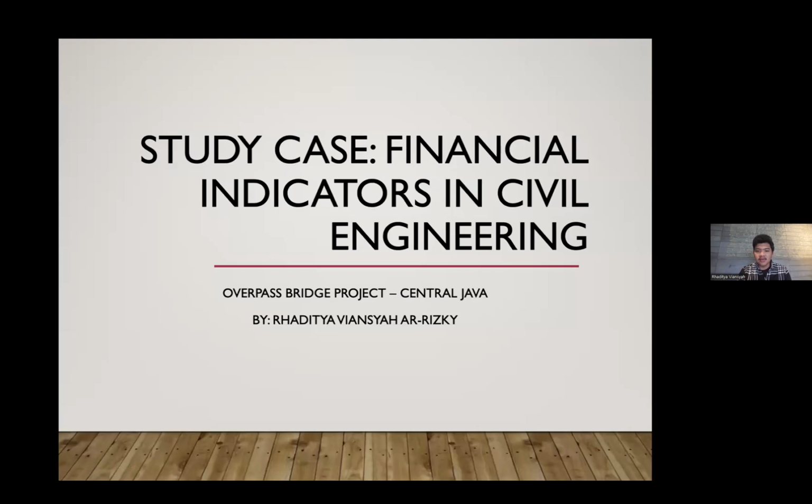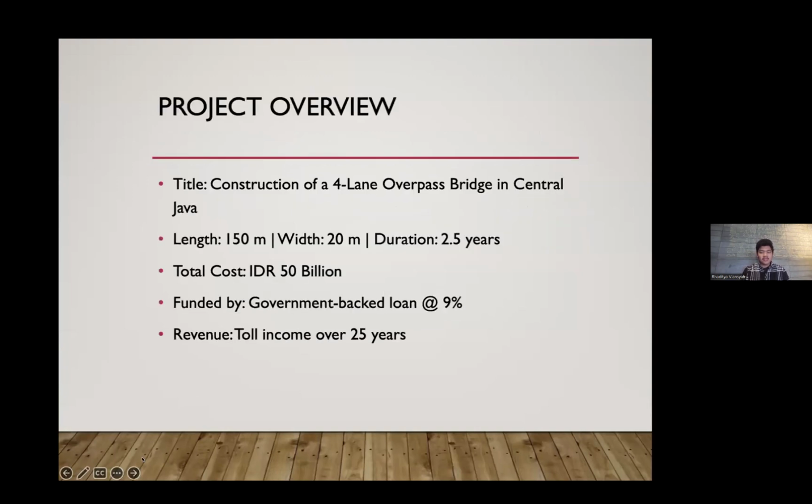Okay, for this case study, I have made an overpass bridge project in Central Java. Okay, so this is the overview of the project. We have a construction of a 4-lane overpass bridge in Central Java with a length of 150 meters and a width of 20 meters, with a construction duration of around 2.5 years. The total cost is around 50 billion rupiah, funded by the government, and the bank loan rate or the IRR is at 9%.